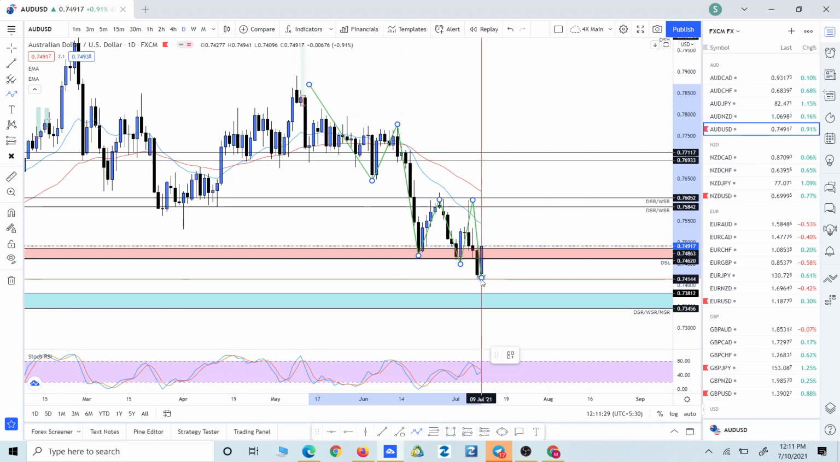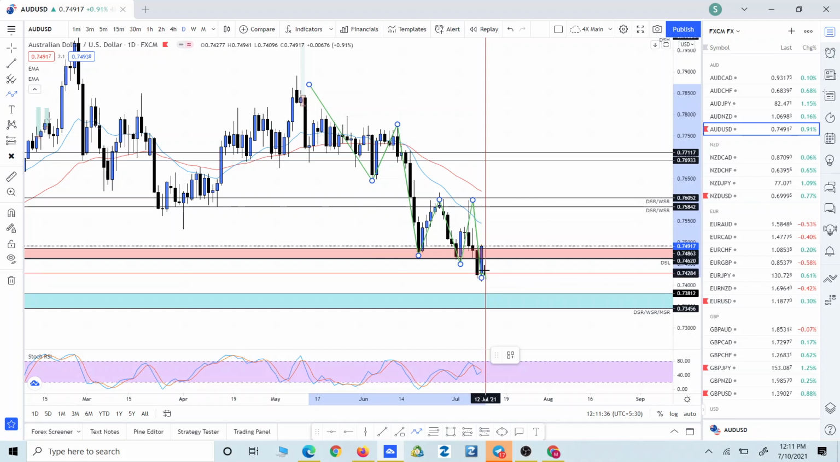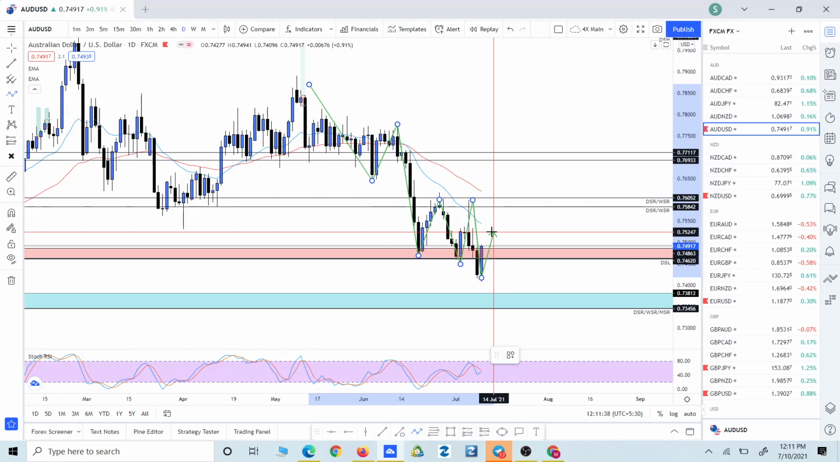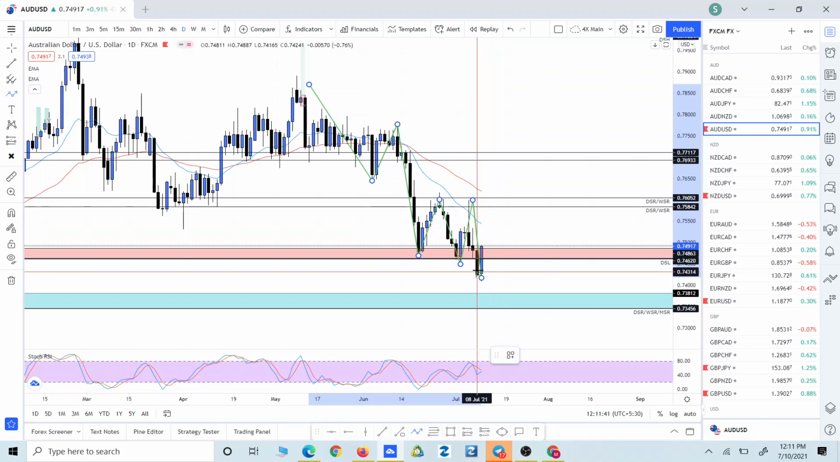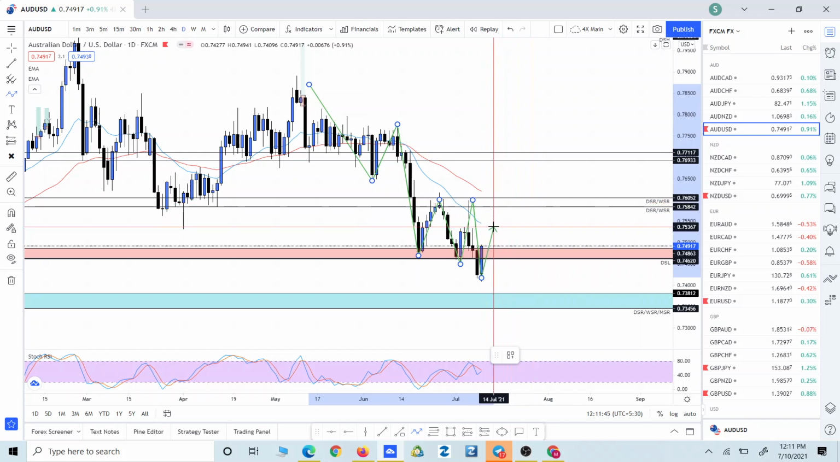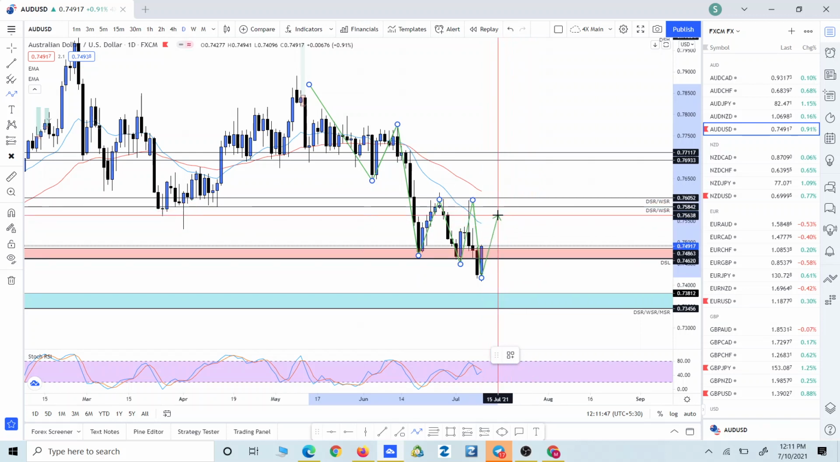So now what we are looking for, in order to continue this downtrend, we are looking for a lower high, and we can find that lower high anywhere from here till this point. So we will be looking for any kind of short opportunity in this price range.